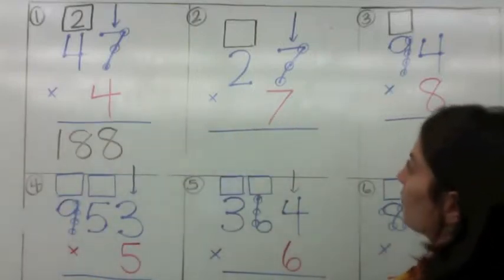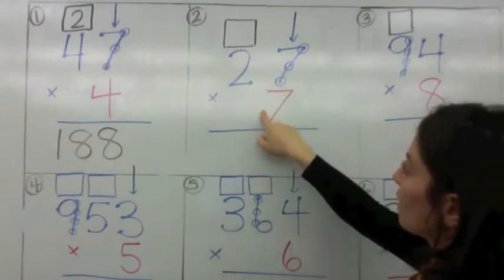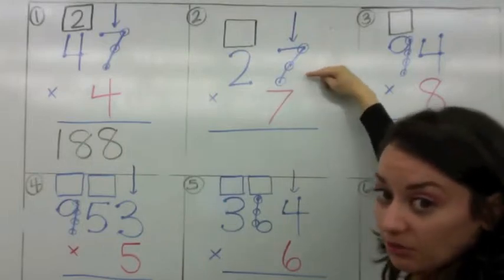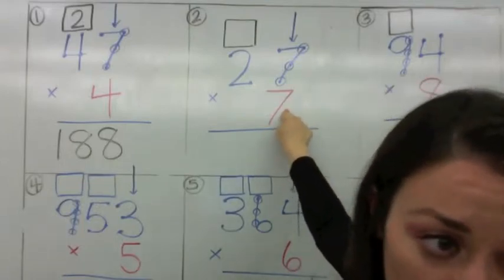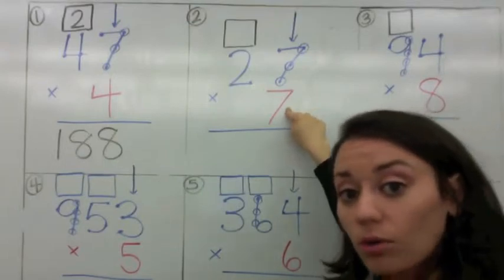Okay, the next problem. We have a 2-digit number times a 1-digit number. This is 27 times 7. And what do you notice? Which number has the dots? 27 does, right? Does 7 have dots? No. So it means this is the number you'll skip count by with your skip counting chart or with your singing.